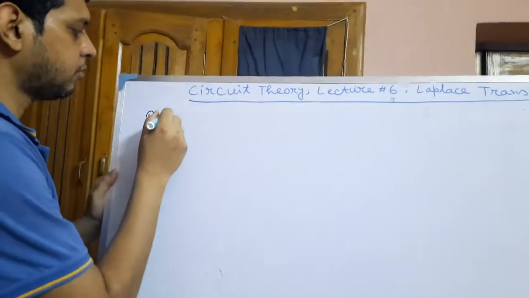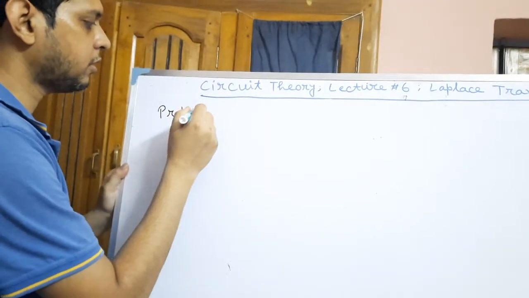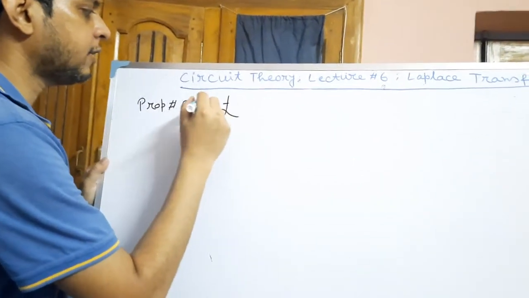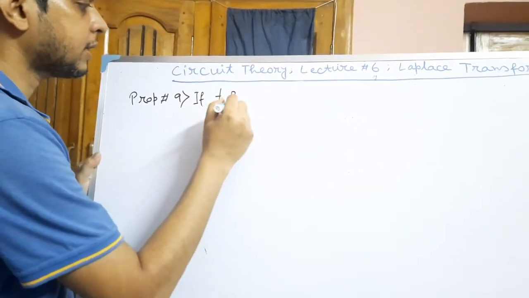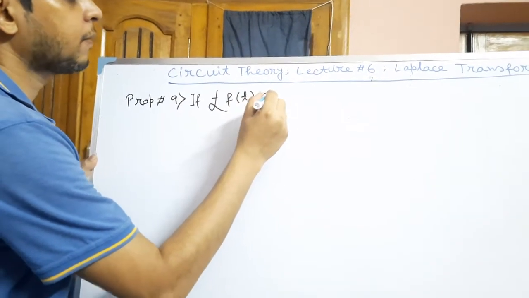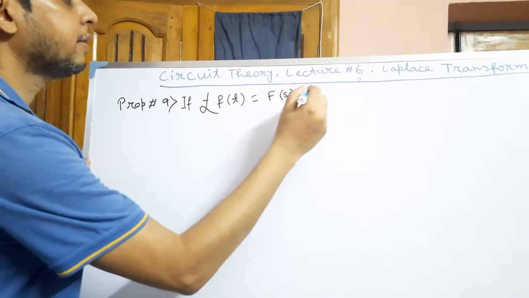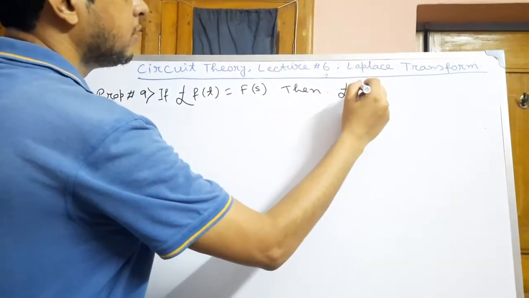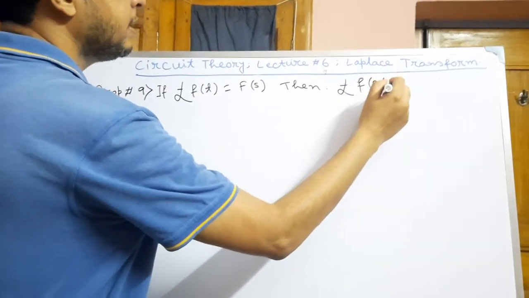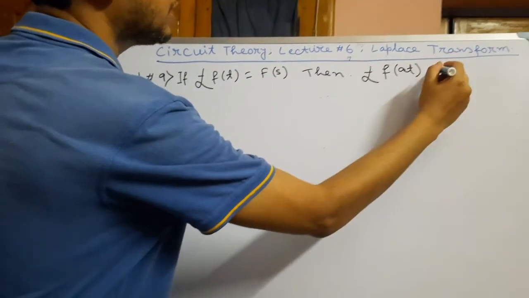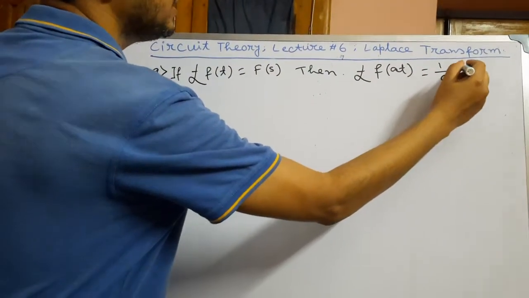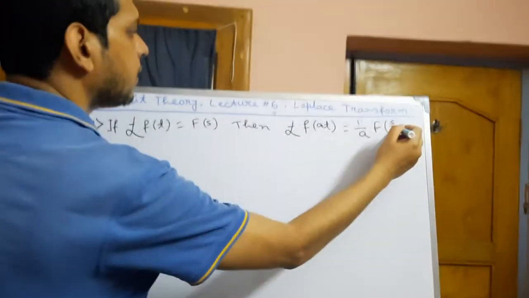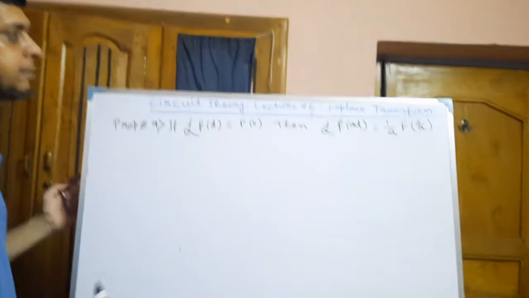Let us discuss one more property. We will call this property number 9. Property number 9 says that if ft and fs are Laplace transform pairs, then Laplace transform of f(at) equals 1 by a f of s by a.